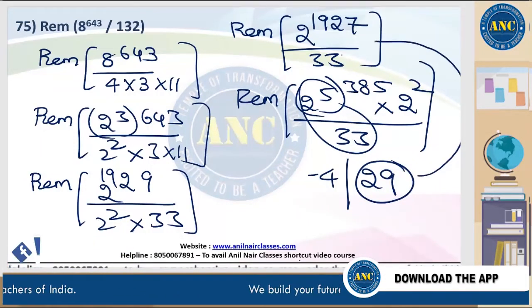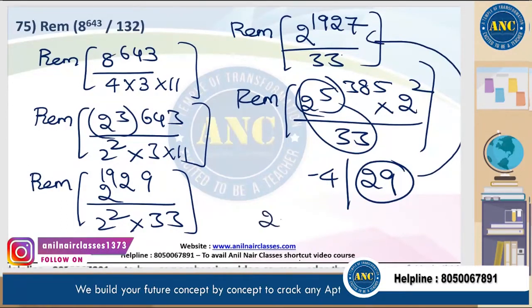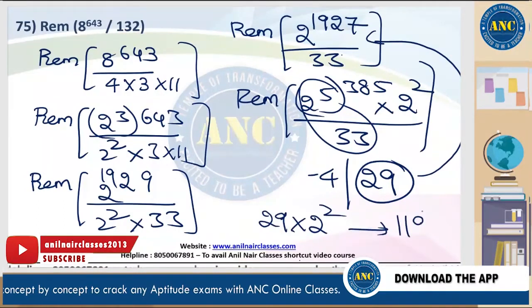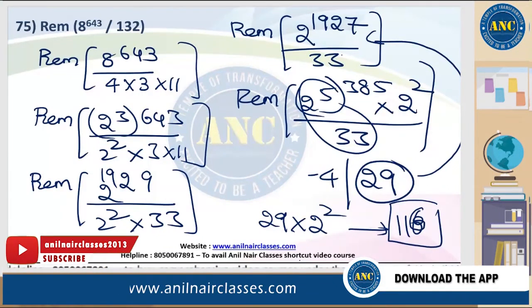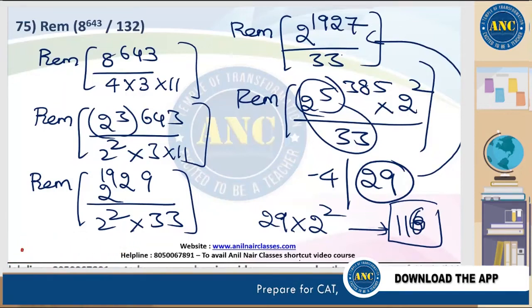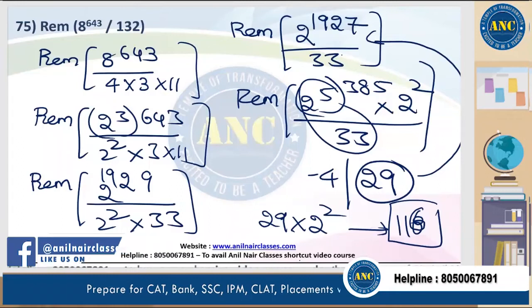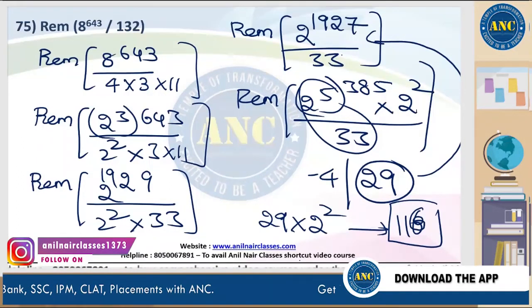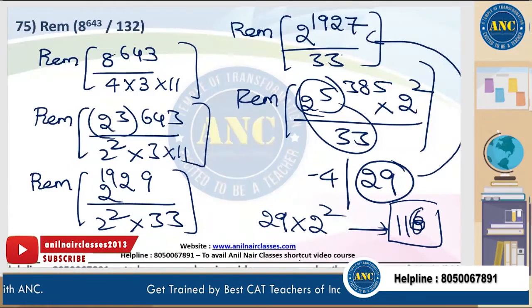29 is for 2 power 1927, but I want the answer for 1929. So 29 into 2 square. 29 fours are 116. Idea is clear, right? Take the factor common out and remultiply. Very, very easy way to solve. If you know Euler theorem and Fermat's theorem, easily you can solve this.